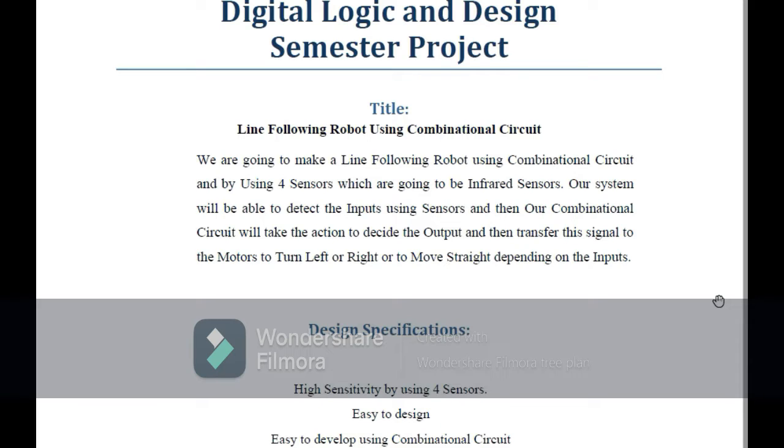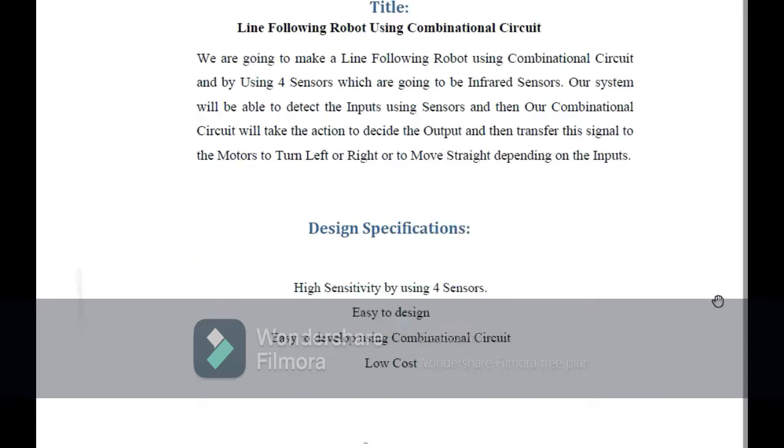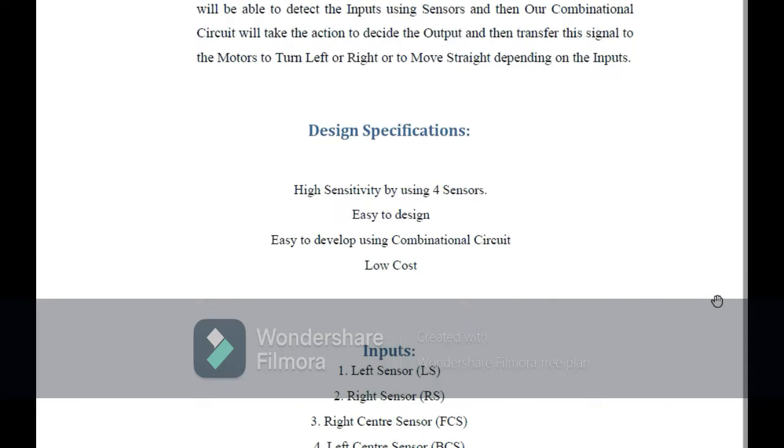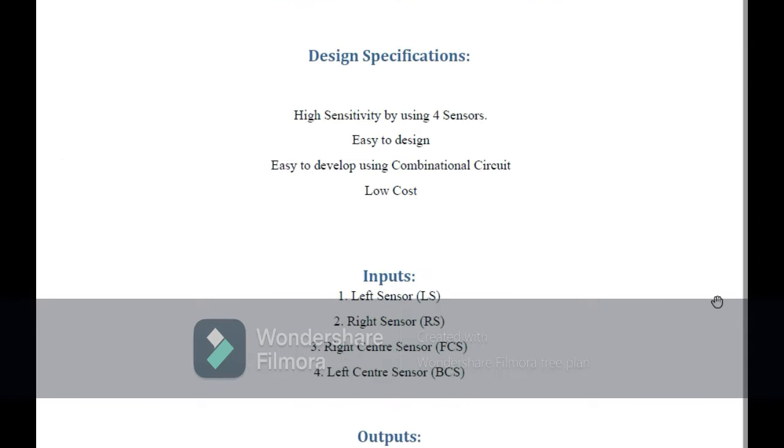In this project we have the following design specifications: high sensitivity by using four sensors, easy to design, easy to develop using a combinational circuit, and low cost. We are going to make a robot using a minimum of four sensors, not less than four sensors.